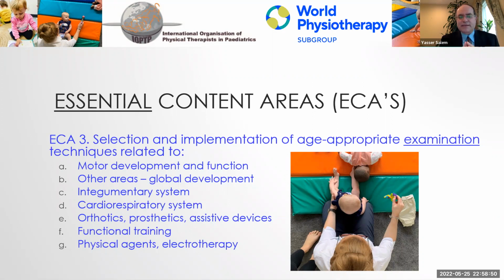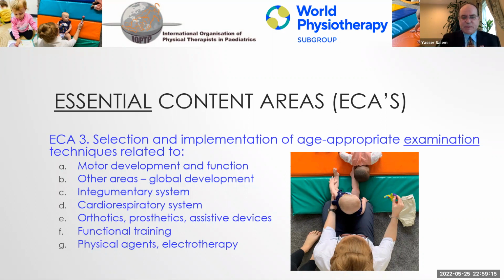The other thing, I need to be familiar with and able to select appropriate standardized tests. When should I use the BDI versus the GMFM versus other testing? I should be able to know what the difference is, when I should be using each one for each condition, for what age of the child, and so on.